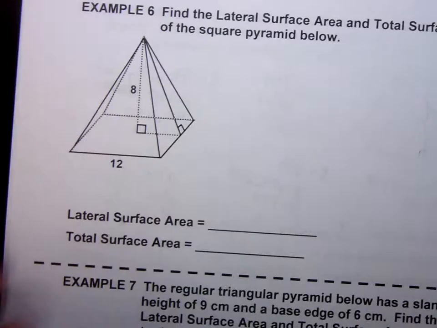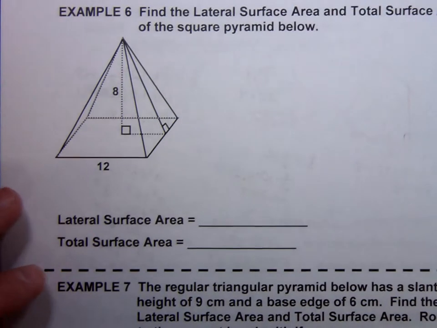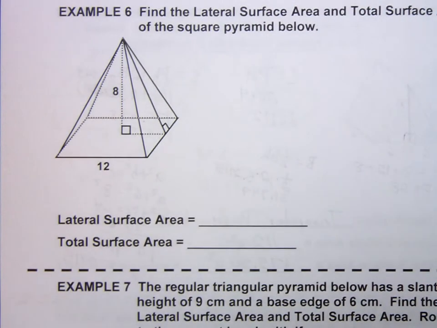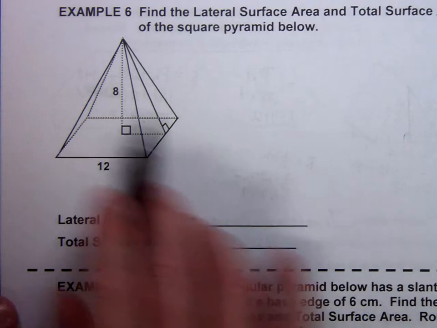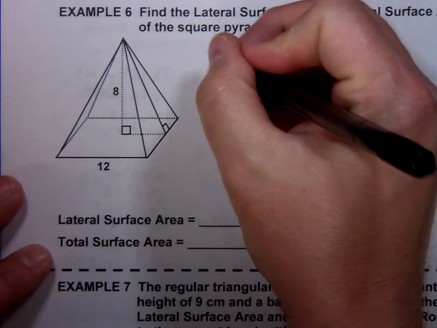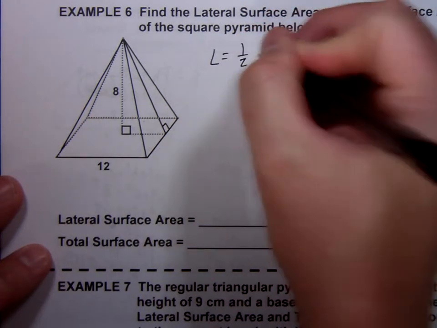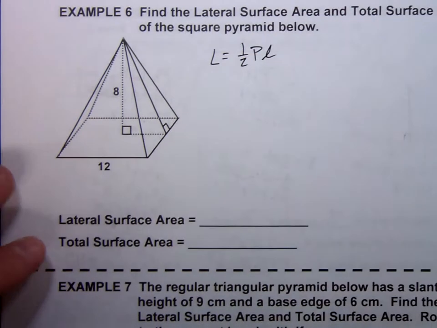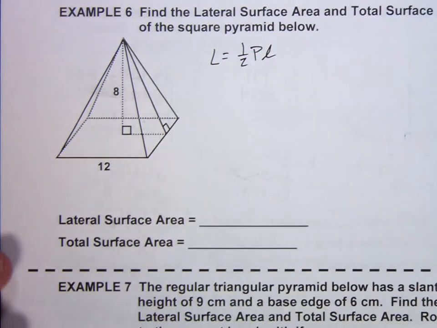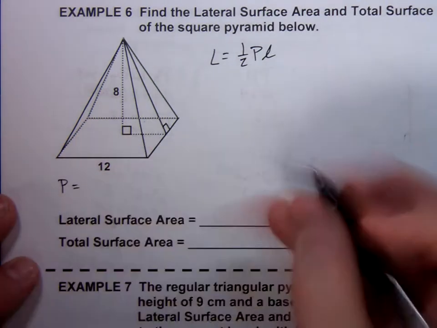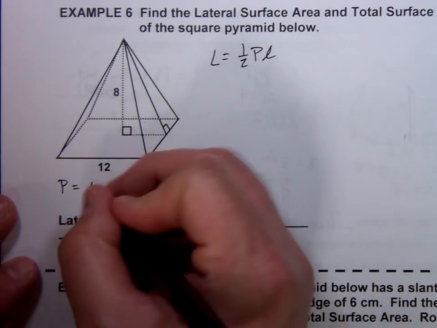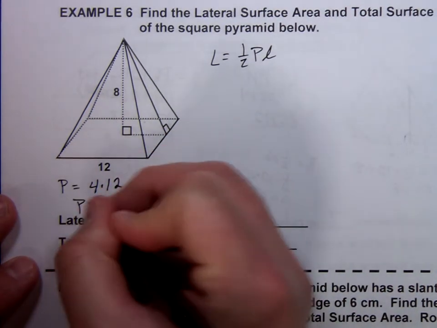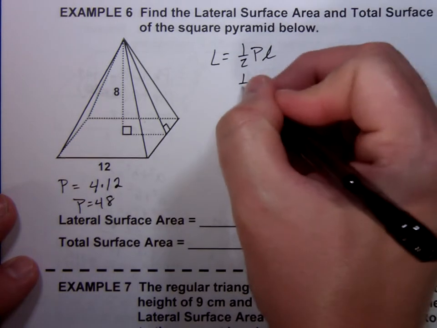Alright, let's turn to the back page. And let's look at example 6. It says, find the lateral surface area and total surface area of the square pyramid below. Alright, again, it's called a square pyramid because the base is in the shape of a square. Lateral surface area for a pyramid is 1/2 times the perimeter of the base times the slant height. Okay, perimeter of the base. It's a square, so if this is 12, all 4 of these sides are 12. So I can just do 4 times 12, and I know the perimeter of the base is 48.